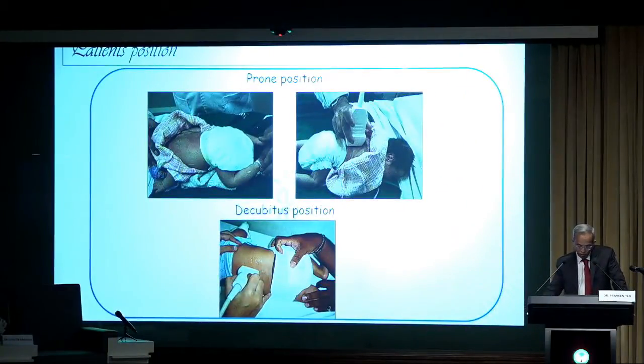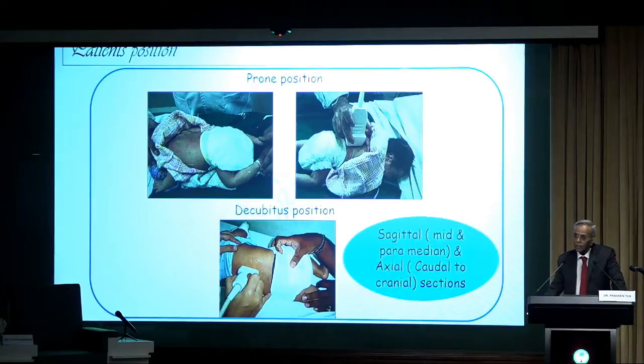This is the typical examination which we do. We keep the neonate in a prone position and use a large footprint. At the same time, sometimes we even put them into the decubitus position, depending on the lesion which we are trying to evaluate. Now coming to the sections which we take, normally we take the axial as well as the sagittal sections. The axial section is taken from the caudal region to the cranial region. Sagittal sections are mid-sagittal or para-median sagittal, the two sections that we try to take.